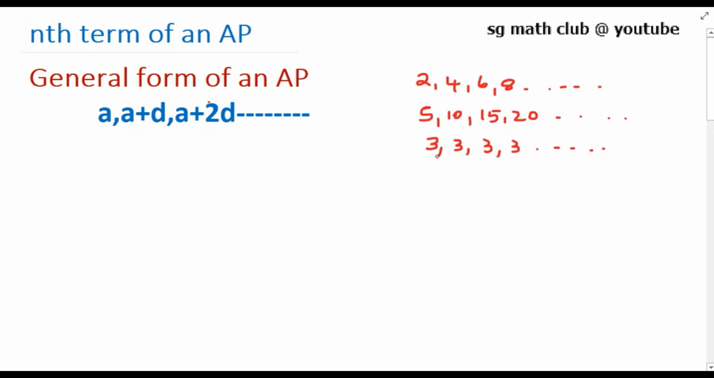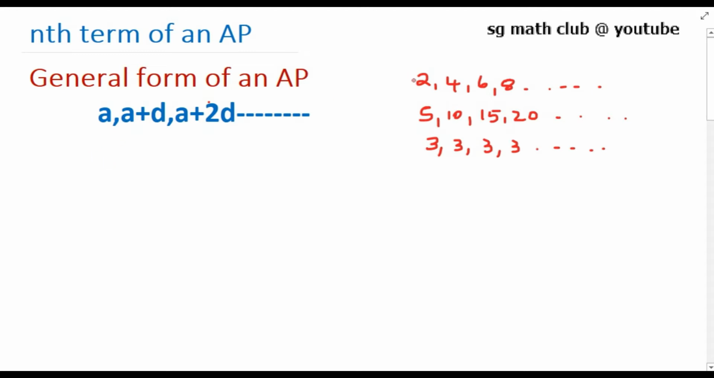So here we are adding 0. Here we are adding 5 to the preceding number to get the next number. And the general form of AP also we have seen in the last video. General form of AP is a, a plus d, a plus 2d, etc. So in today's video we will study what is the nth term of an AP.